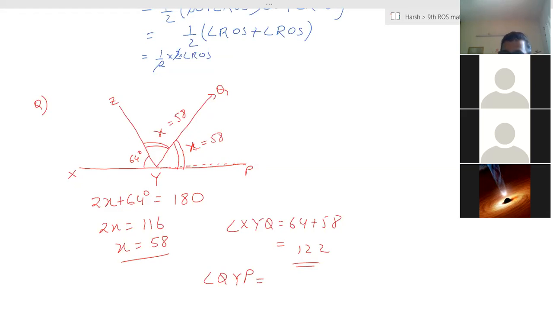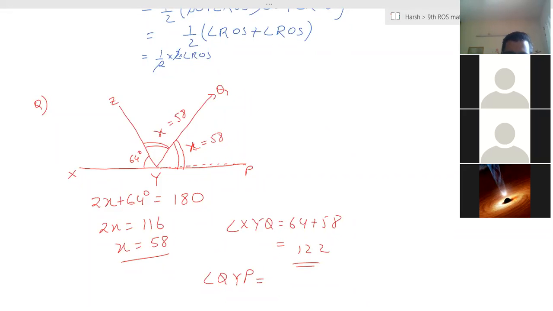Okay, check your notes, sir. What is reflex angle? And tell to everyone. Hope you have written it, or you have not written also. Yes, Vaibhavi. Reflex angle.